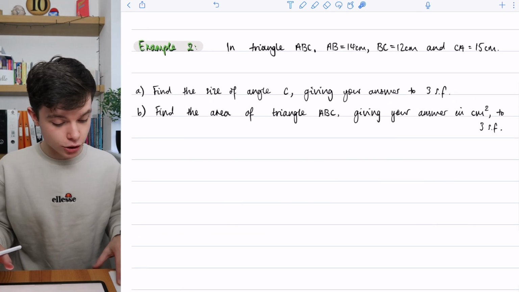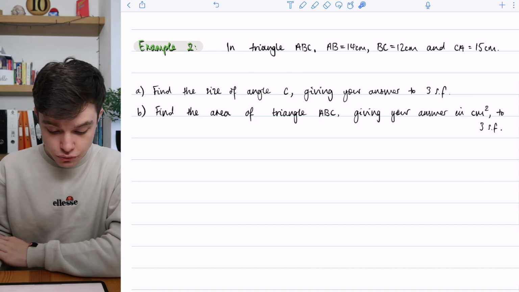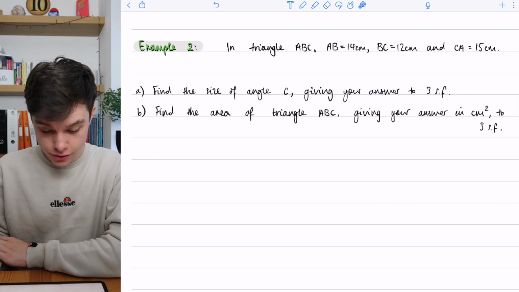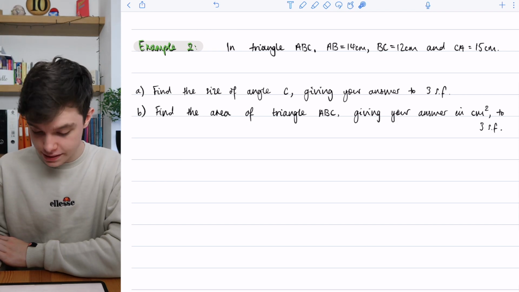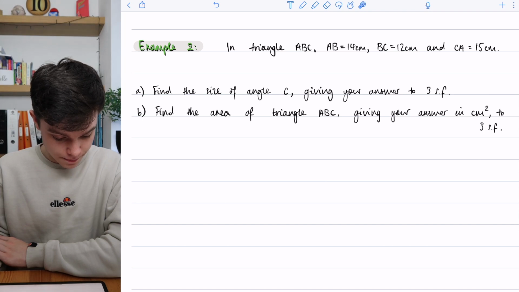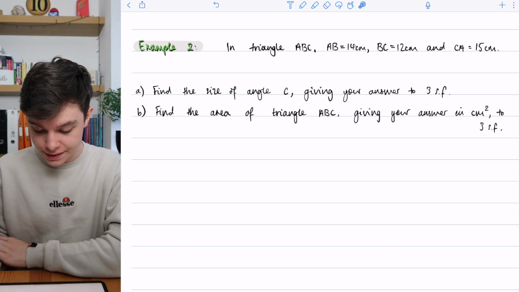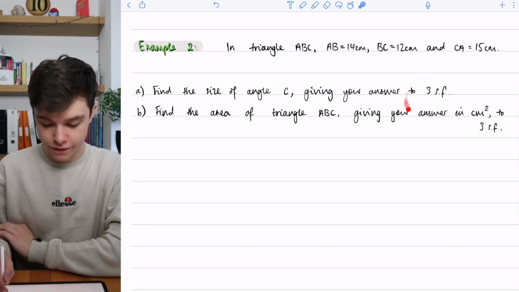Now, I've written the solution down on paper here, and I'm actually going to do it with you. So, let's read the question. It says in triangle ABC, AB is 14 centimetres, BC is 12 centimetres, and CA is 15 centimetres. Part A says find the size of angle C, giving your answer to 3SF. 3SF just means significant figures.